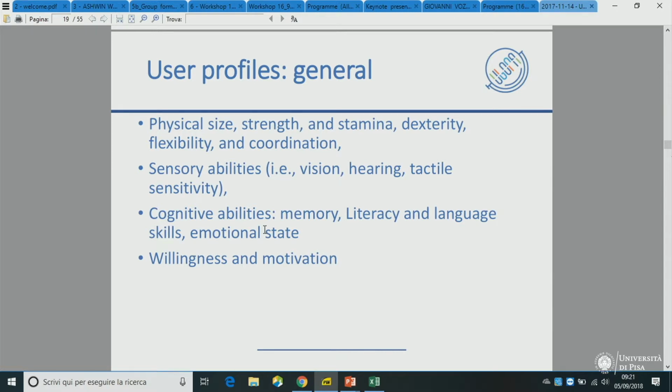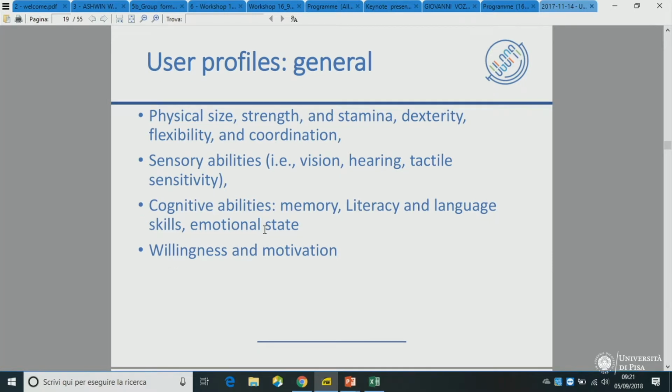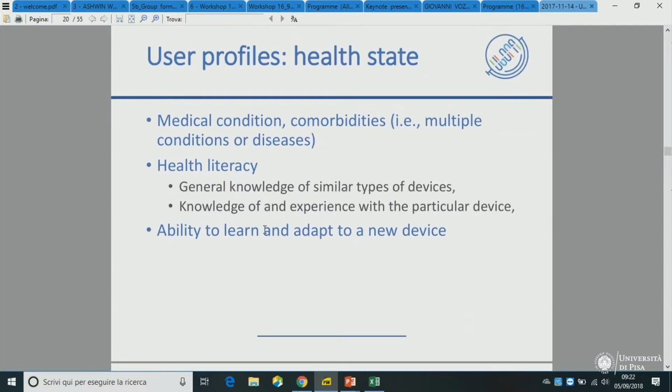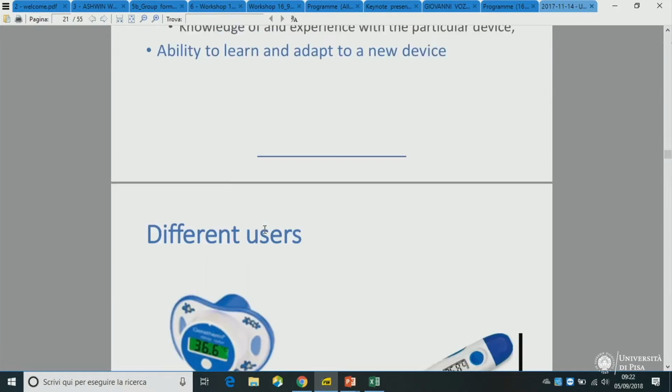So willingness and motivation are very important. If you think the motivation of your user is very low, give him small and short tasks to perform, or he will just go away. Health state, mostly if the user and the patient are the same person. We spoke about this a bit.